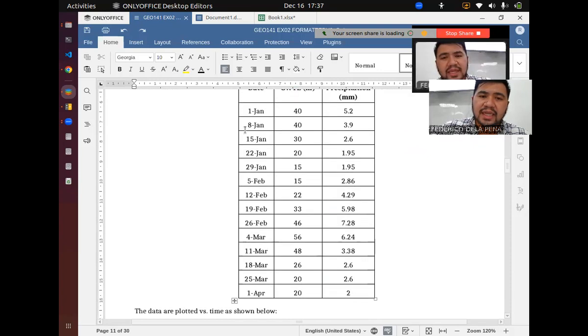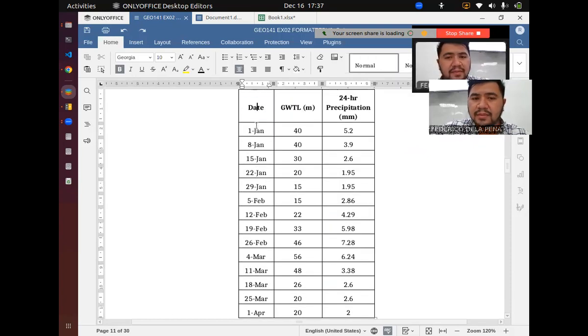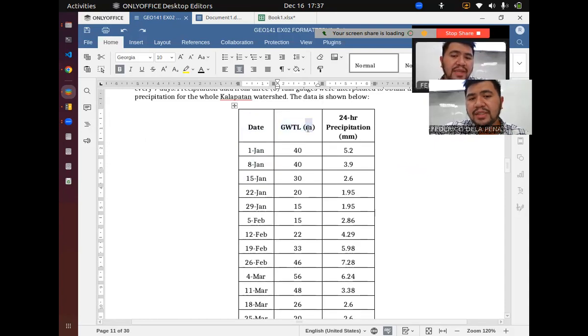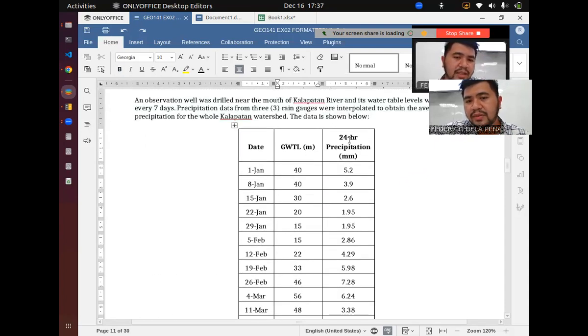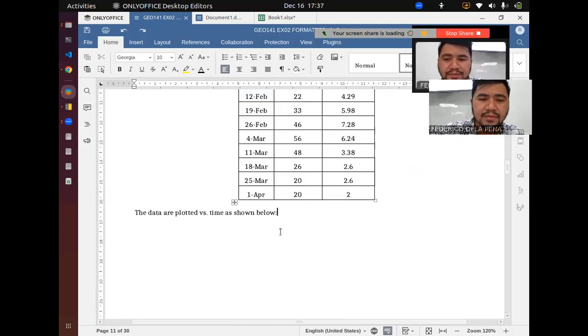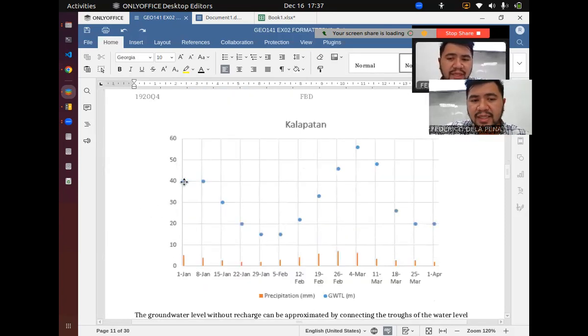Okay, so we have this date, and then your groundwater table levels in meters. Okay, so we also have precipitation, but for now you can ignore this part. Let's just focus on this data. Okay, so we have plotted the data. This is groundwater level in meters. This one, your x-axis is your dates. Okay. So you have a simple series of your groundwater table levels.